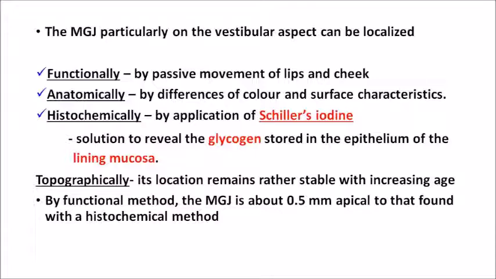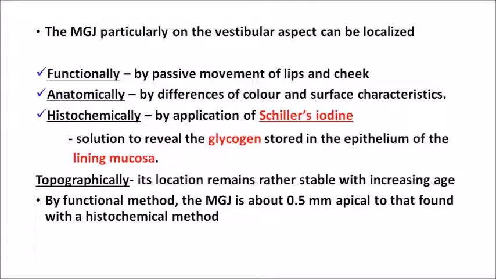The third technique is histochemical, by the application of Schiller's iodine solution. This is very important. Schiller's iodine identifies attached gingiva and alveolar mucosa separately. So which structure does this stain and which structure does it not stain? In the textbook it is given that it stains the keratinized gingiva, which is wrong. Schiller's iodine stains the glycogen which is stored in the lining mucosa or the alveolar mucosa. So it stains the alveolar mucosa and hence separates the attached gingiva and alveolar mucosa so that we can find the mucogingival junction.